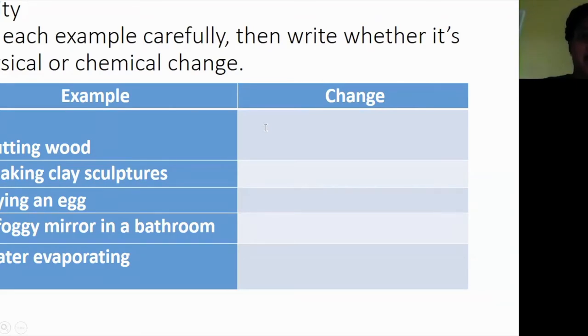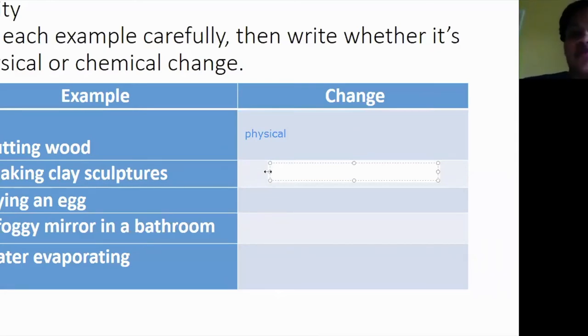Okay, next. So cutting wood would be what type of change? Would it be a physical or a chemical change? I do have someone who says they do not know what it will be. So let me just remind you, a physical change is one in which the change can be reversed. You can get the substance back. A chemical change is one in which you cannot get the substance back. It's going to be changed forever.